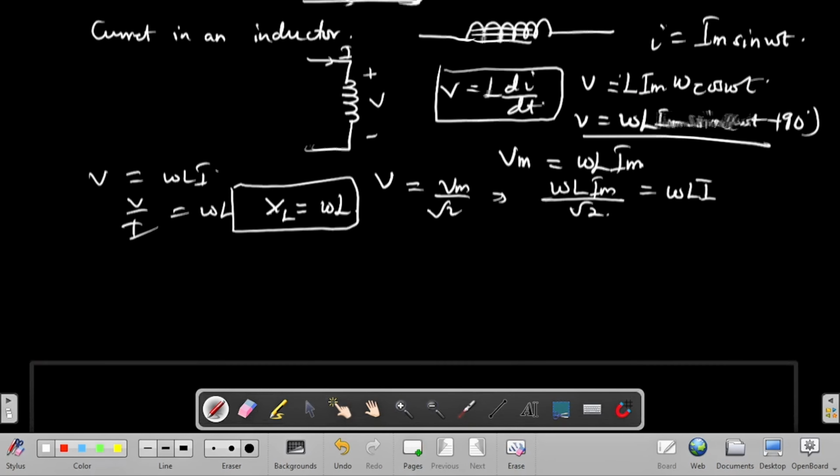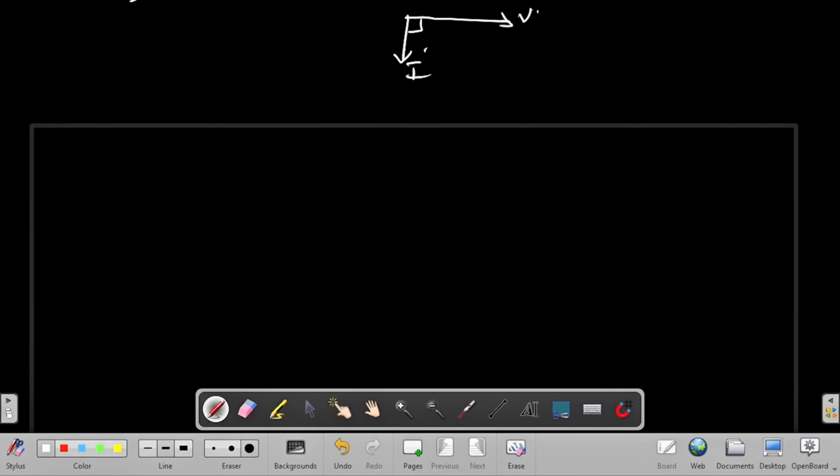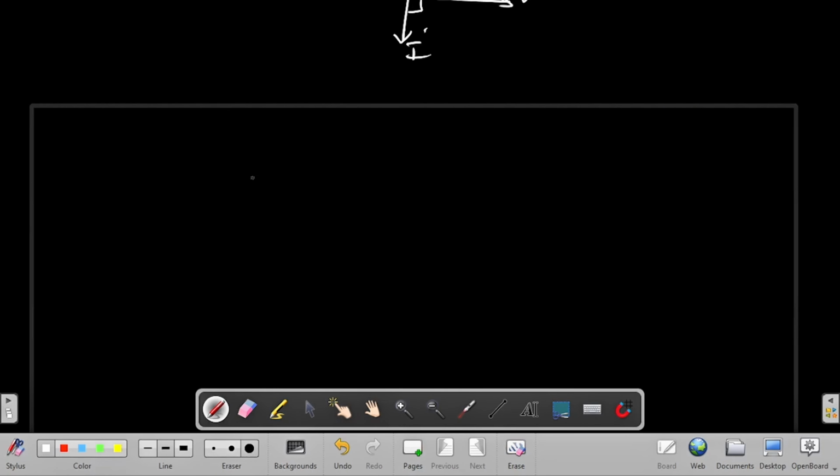So omega L is our inductive reactance, right? Which is the resistance due to the inductance in an inductor, as simple as possible. So having looked at this, you can see that the voltage is leading the current by 90 degrees. Current is lagging by 90. For every current through an inductor, it is fixed. Now let's move to current through a capacitor. That will be the current in a capacitor.